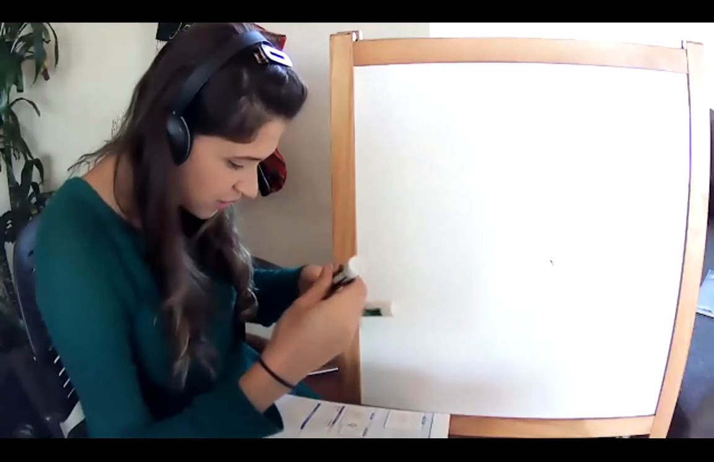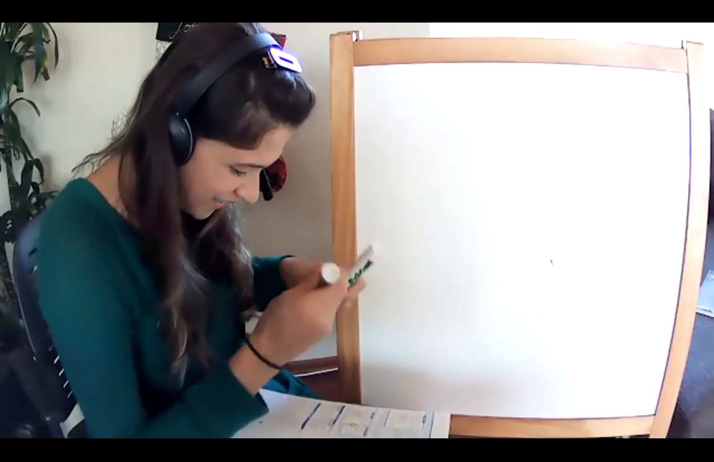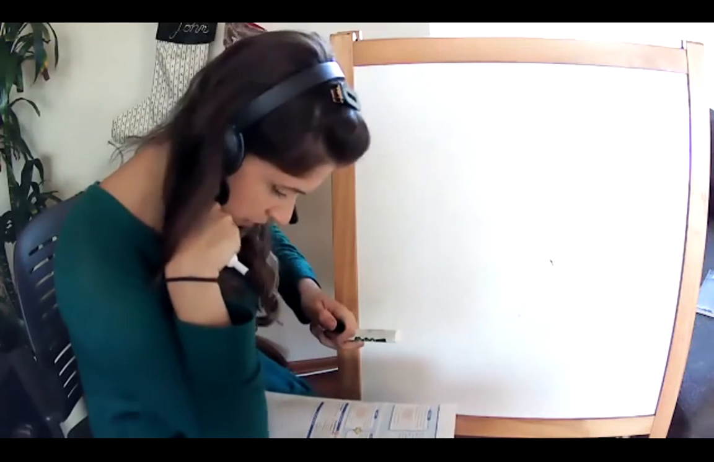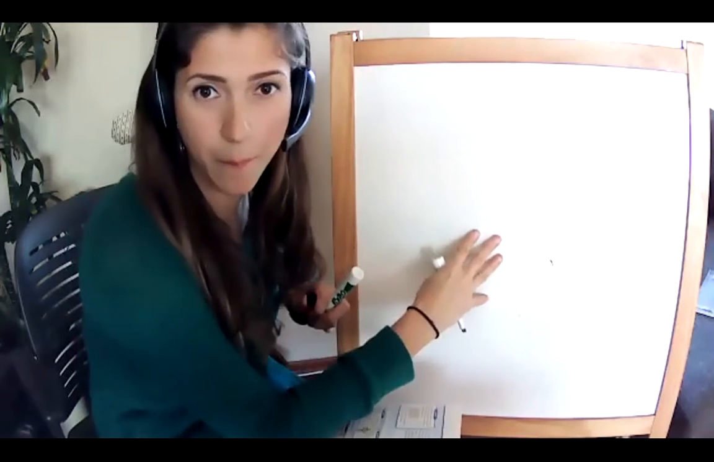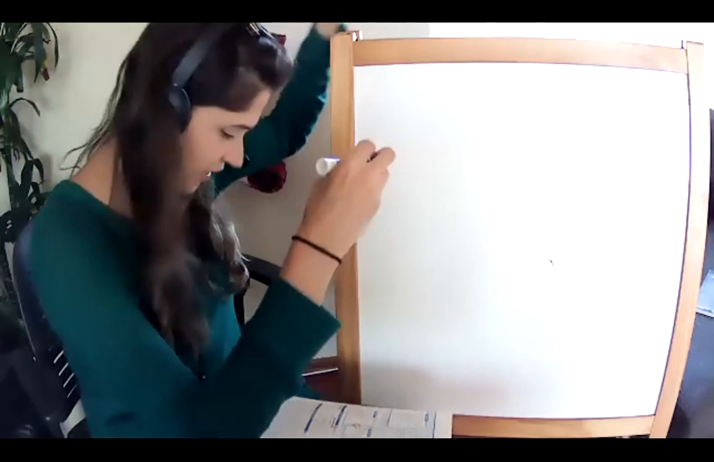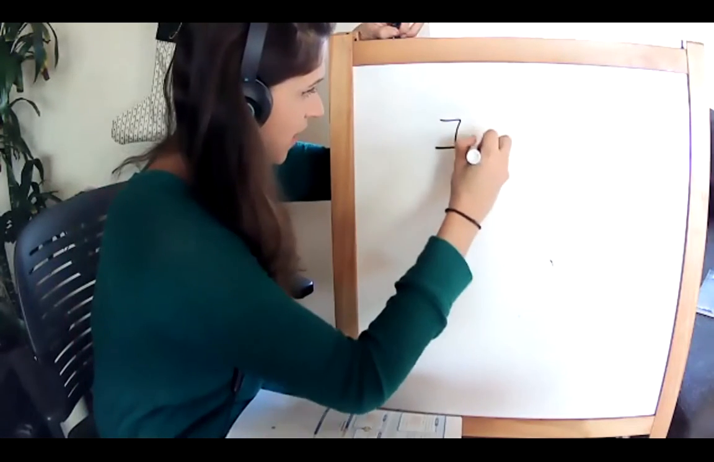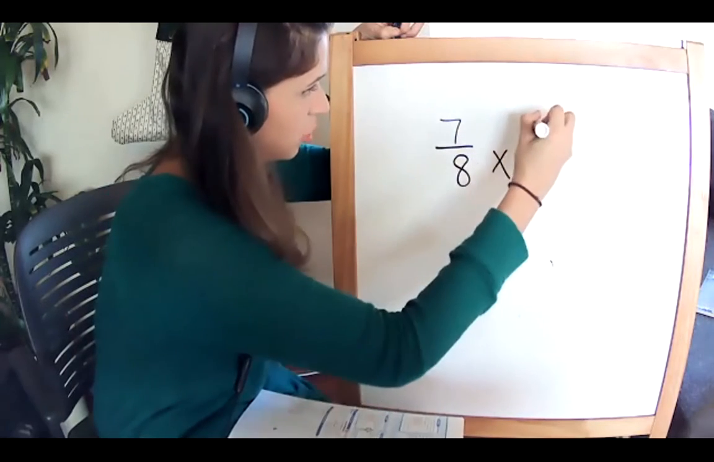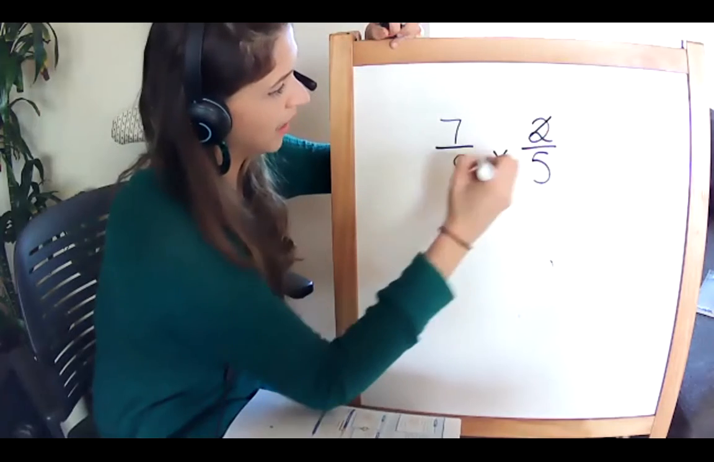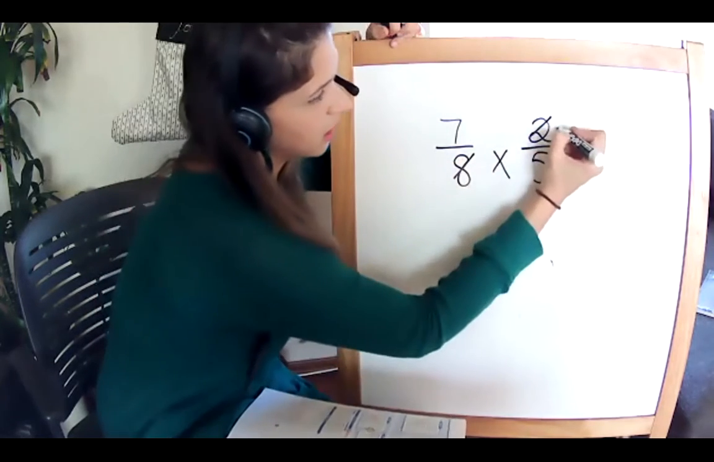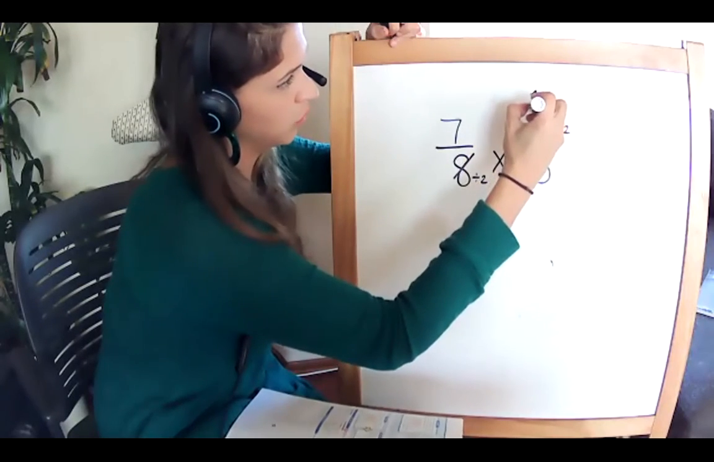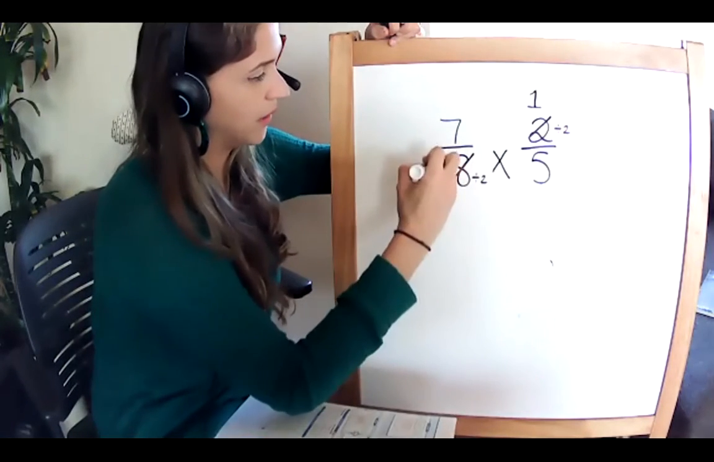Let's see. How did the 2 turn into a 1? I'm confused by that. For which one? I'm sorry. For the last one that we did, the fourth problem that we did. Can you remind me? 7 eighths times 2 fifths. It turned into a 1 because we divided both of these, the numerator and denominator, by 2. 2 divided by 2 equals 1. 8 divided by 2 equals 4.